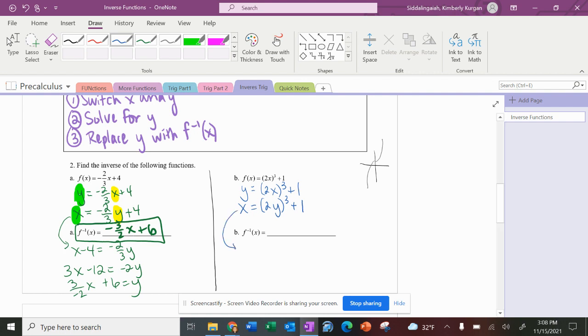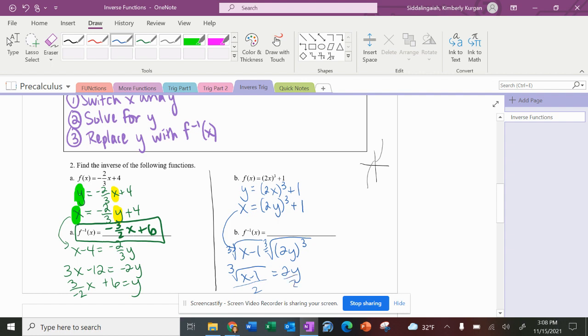So again, I'm going to have to go behind this blank. So I'm going to subtract 1 from both sides. And then I'm going to cube root both sides. How wild is that? So I have a cube root of x minus 1 equals 2y. And now I have to divide everything by 2.